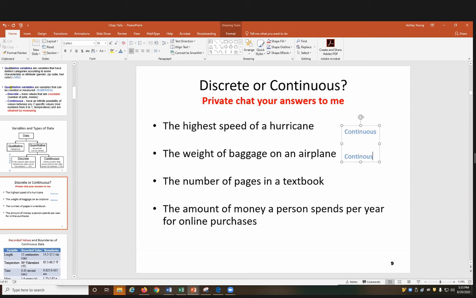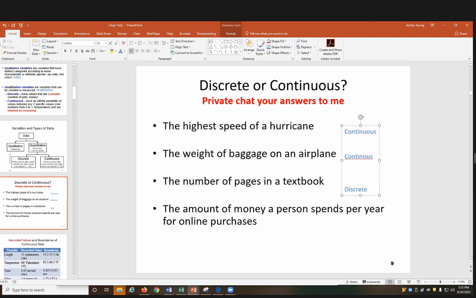So what do you guys think about the number of pages in the textbook? Everyone chat quickly. Number of pages in the textbook. Do you count the number of pages or do you measure the number of pages? That's the big question. You count. So this would be discrete. Perfect.